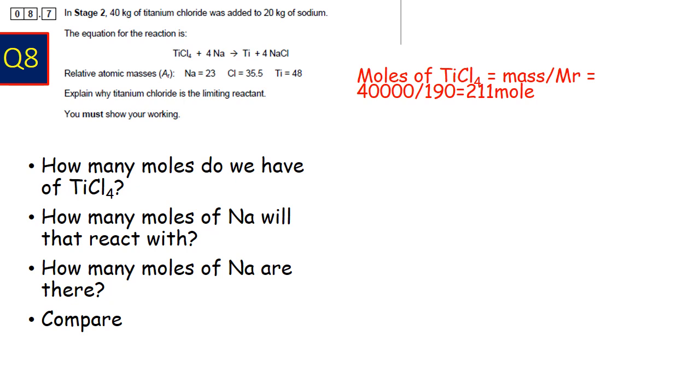Explain why titanium chloride is a limiting reactant. You must show your workings. So if you don't show your workings, you're not going to get credit. You can't just say, without any workings, that titanium chloride is just in excess.